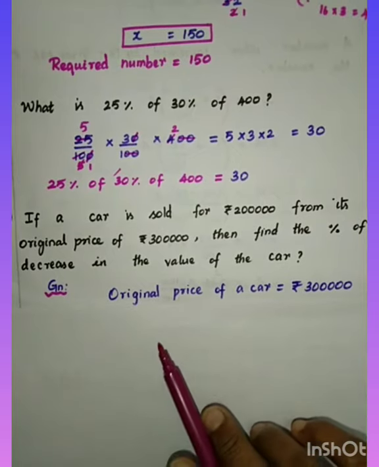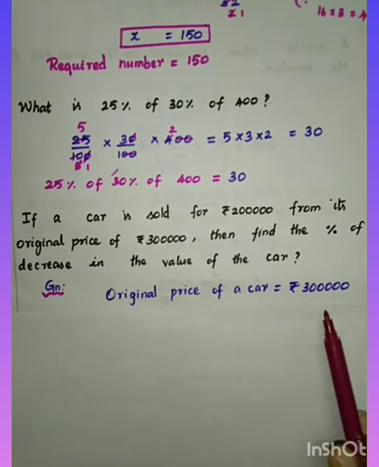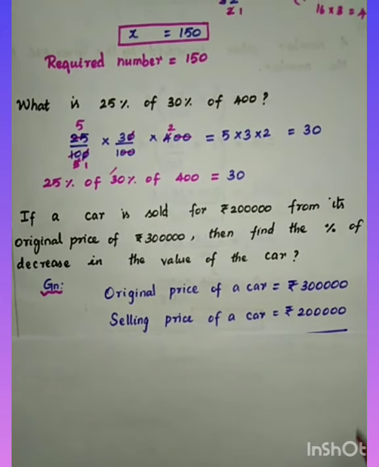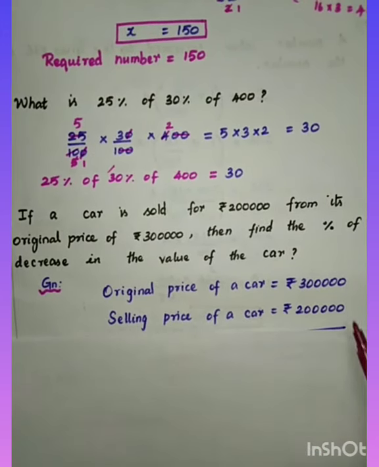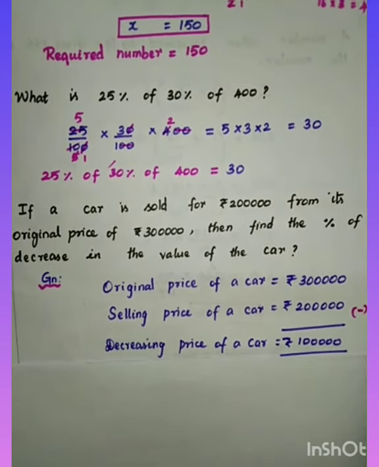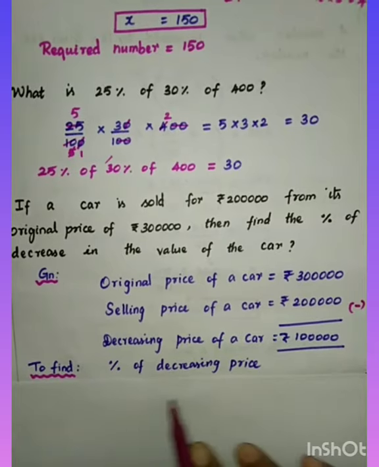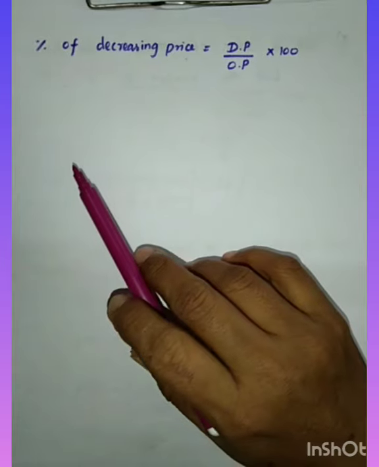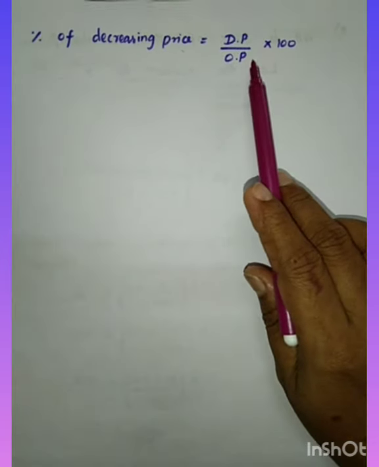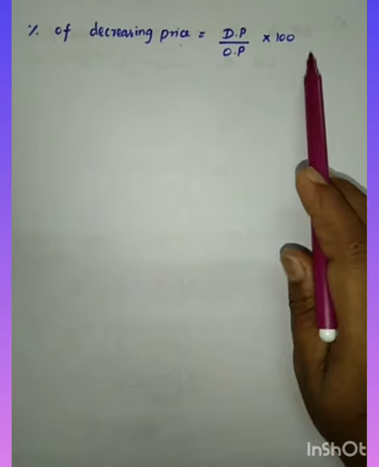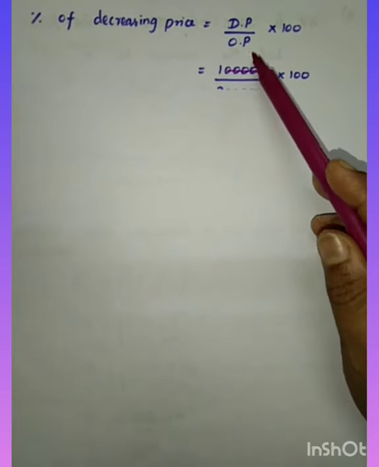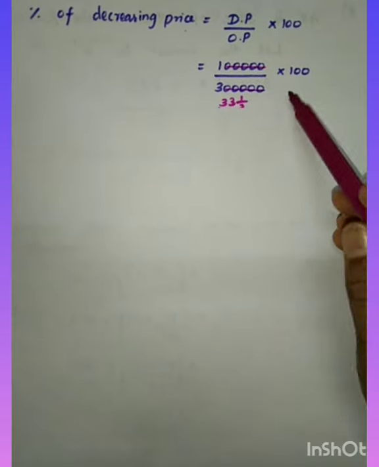That is, given original price of a car is 3 lakh. Then selling price of a car is 2 lakh. Then decreasing price, how will you find? We can subtract these two. So decreasing price of a car is 1 lakh. Now we are going to find out percentage of decreasing price. Percentage of decreasing price equal to decreasing price by original price into 100. Decreasing price we have already found, 1 lakh, and the original price is given as 3 lakh, into 100.